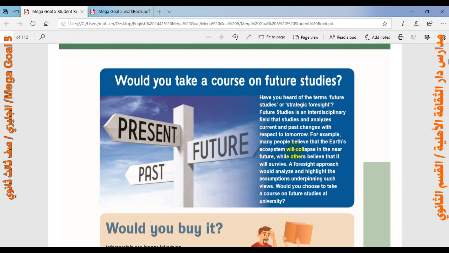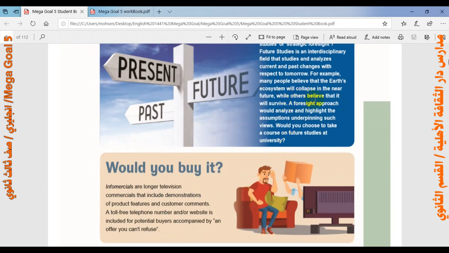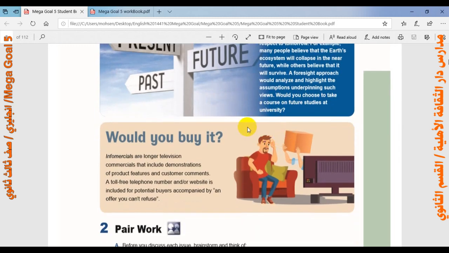the near future, while others believe that it will survive. A foresight approach would analyze and highlight the assumptions underpinning such views. Would you choose to take a course on future studies at a university?